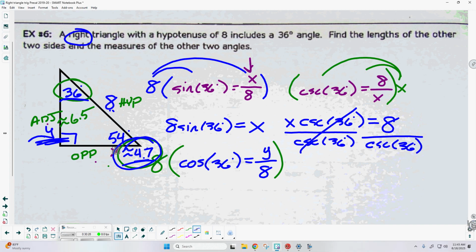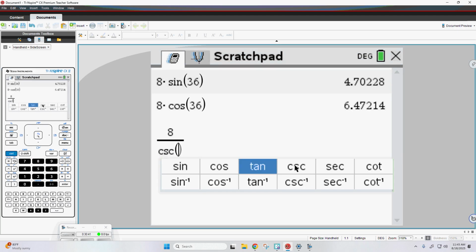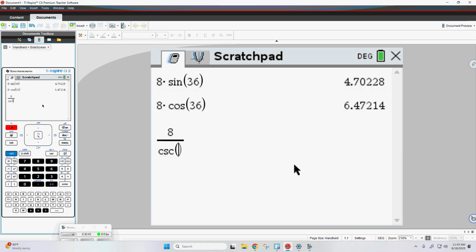So when those cancel right there, I've got 8 over the cosecant of 36 degrees. Let's see what happens. I'm going to come on over here, control divide, 8 over, I need my trig, cosecant of 36 degrees. Oh, see, it still gives you the same thing. So there's a lot of different ways you can approach these.